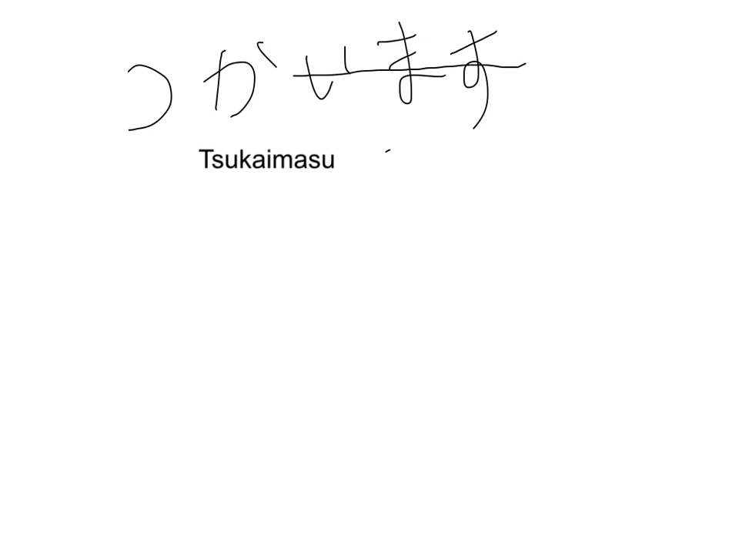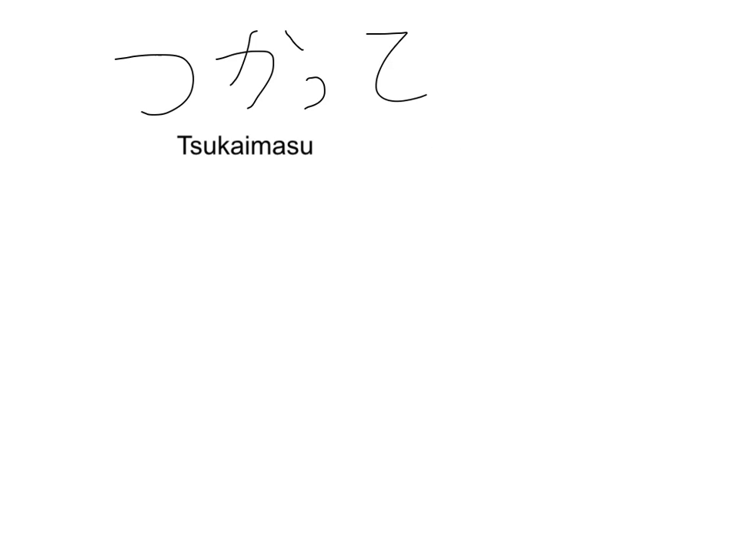Cross out imasu and add double T-E. Okay, good. I'll just neaten that up a little bit. Now that's changed to tsukatte. Now the next step is just adding wa. You add wa, then ikemasen.